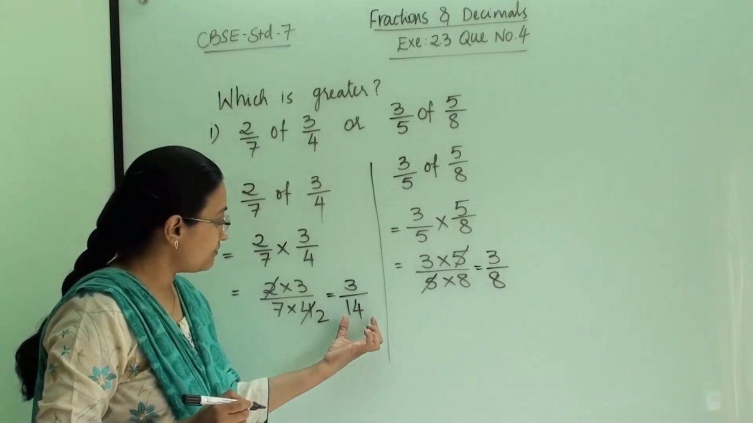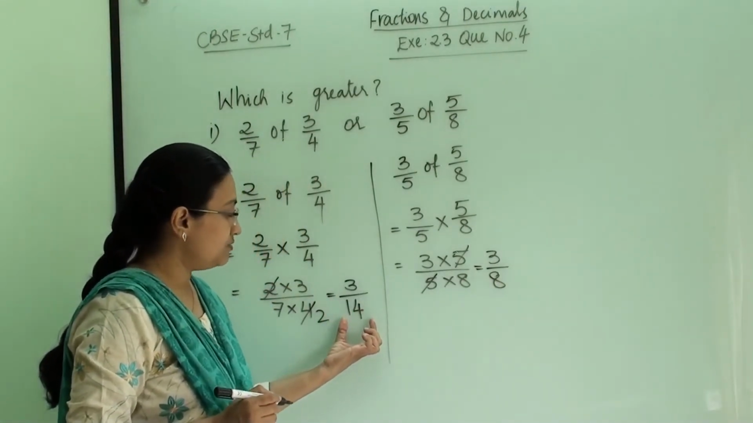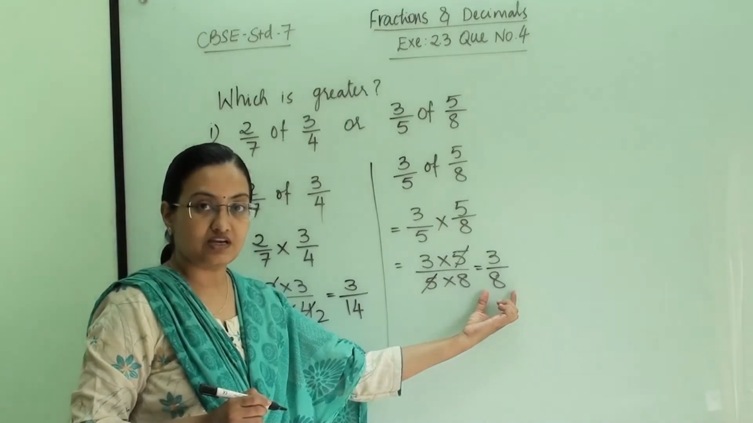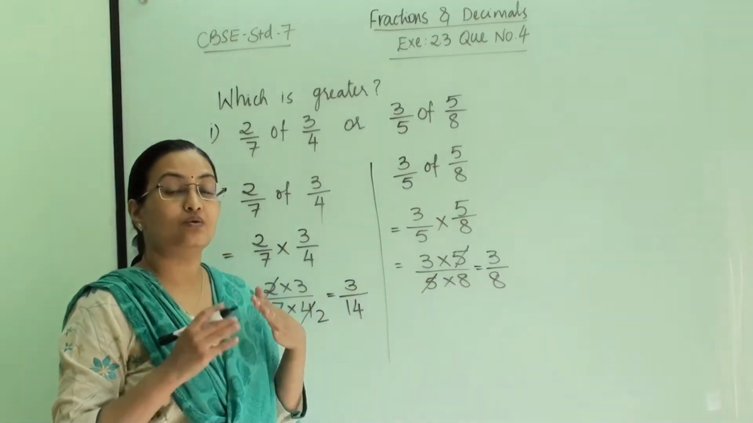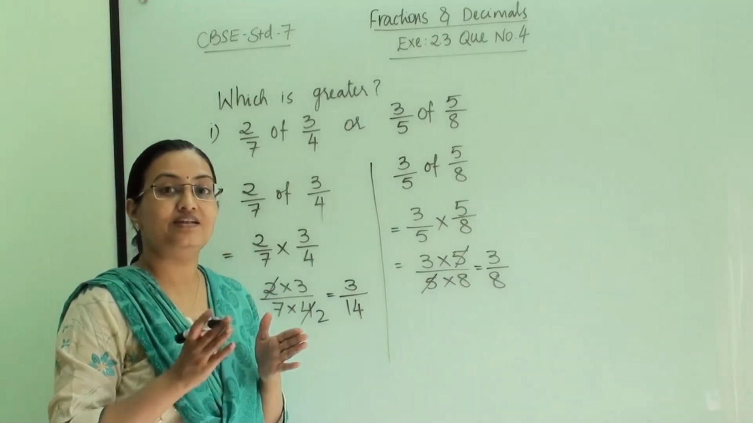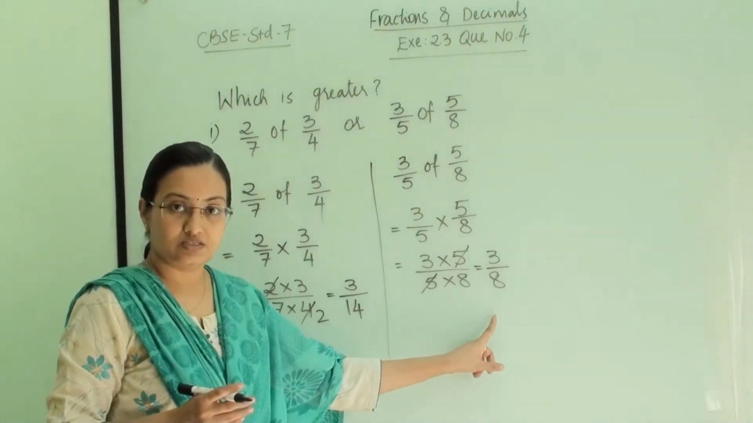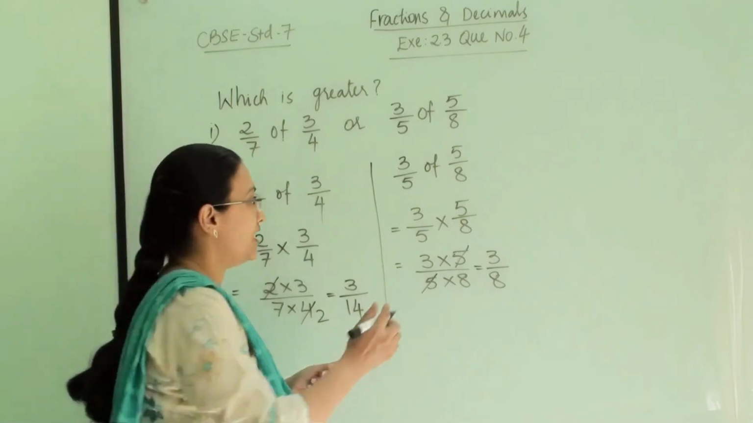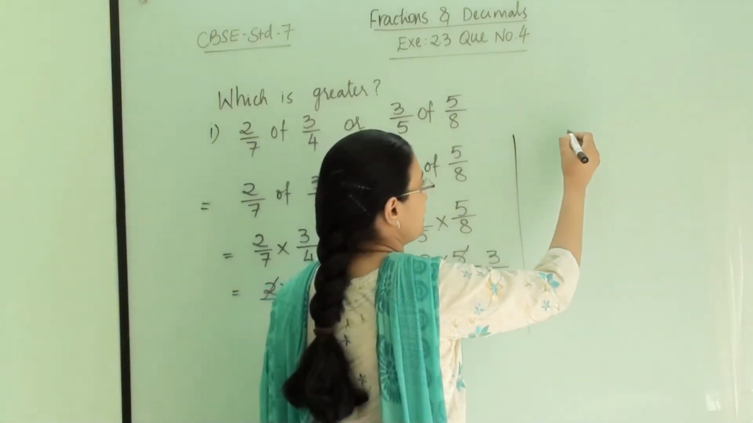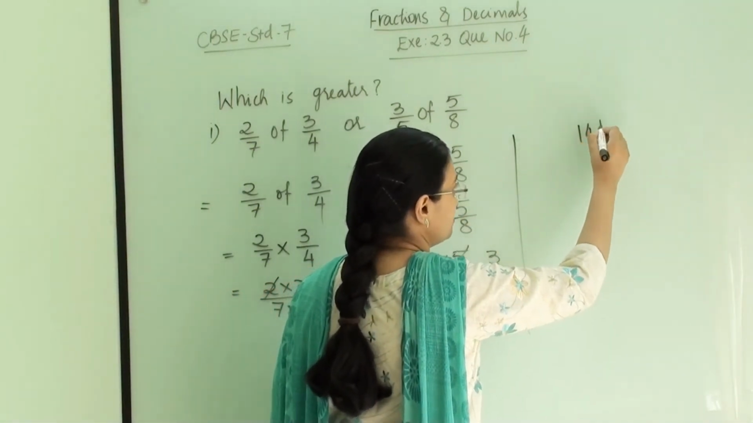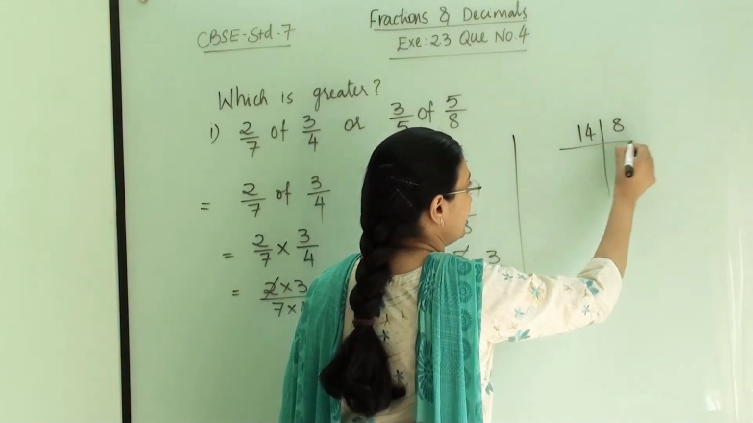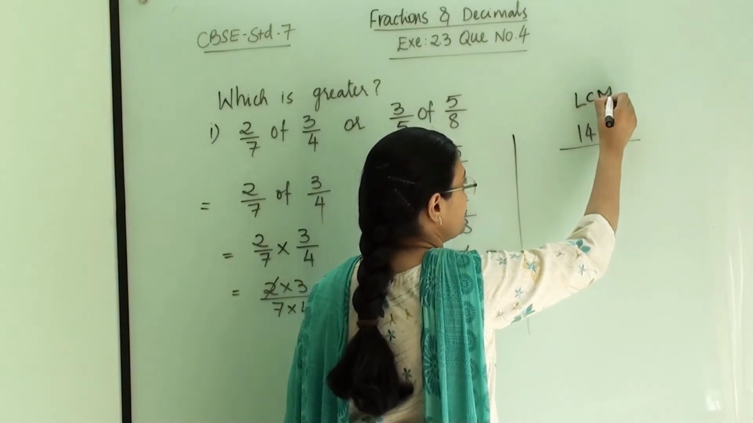Now we have to compare 3 divided by 14 and 3 divided by 8. But we can only compare when their denominators are equal. So to make denominators equal, we have to do LCM. We have to take LCM. So here 14 is the first number and the second number is 8. Let us take LCM for these two numbers.